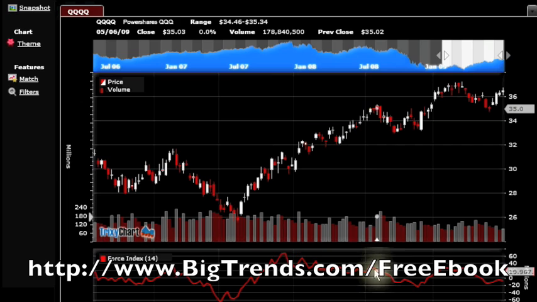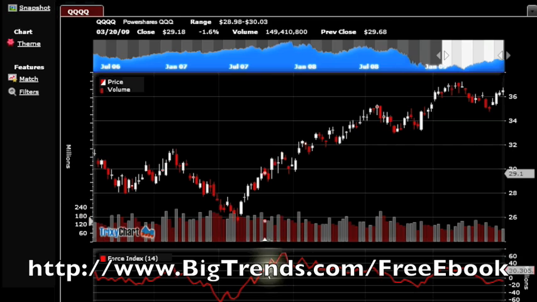But bottom line is that what you want to be looking for is, in a bullish trend, the force index to be above 0 and moving higher or making newer highs. And in a bearish trend, what do you want to see? The force index below 0 and, of course, making new lows.